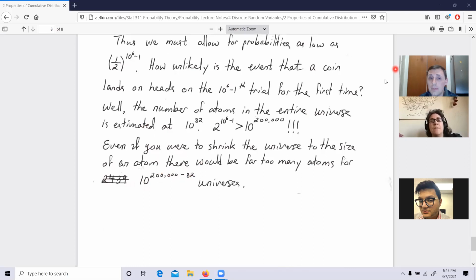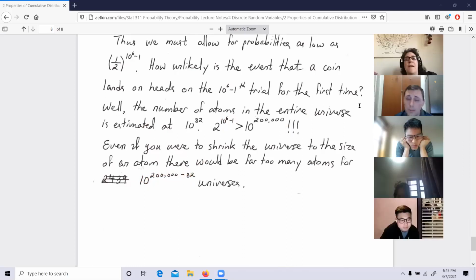So the number 2 to the 10 to the 6 minus 1 is about 10 to the 200,000 minus 82, but basically just 10 to the enormously many universes, based on estimations of how many atoms are in the universe or whatnot. You understand? This number is insanely large. So you will have to wait longer than the depth of this and many universes to come after this, to observe the situation. So congratulations if you want to do that.